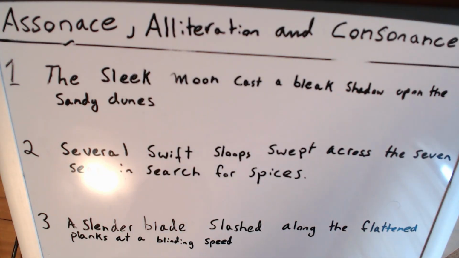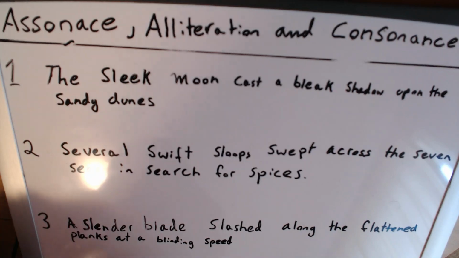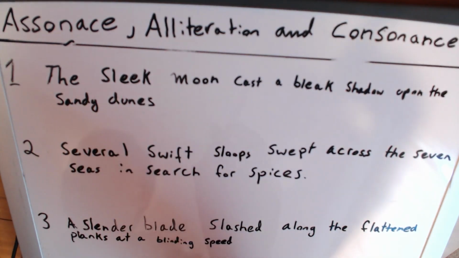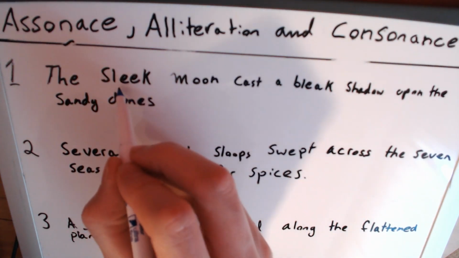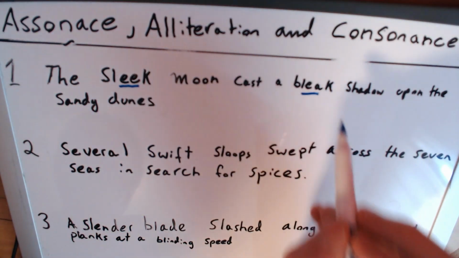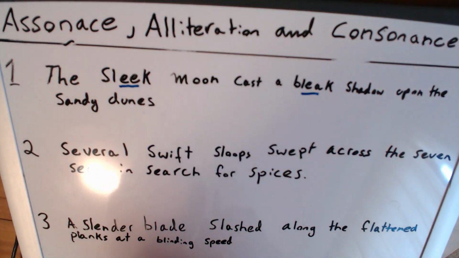Words here. The first one I did was assonance, and I'll highlight in blue. The sleek moon cast a bleak shadow upon the sandy dunes. So my assonance here is sleek, right? And bleak. So a sleek moon cast a bleak shadow upon the sandy dunes. And you see how you can actually hear that. The sleek moon cast a bleak. You hear the sleek and bleak. Even though they're separated, they're still closely connected, right? They're in the same sentence.